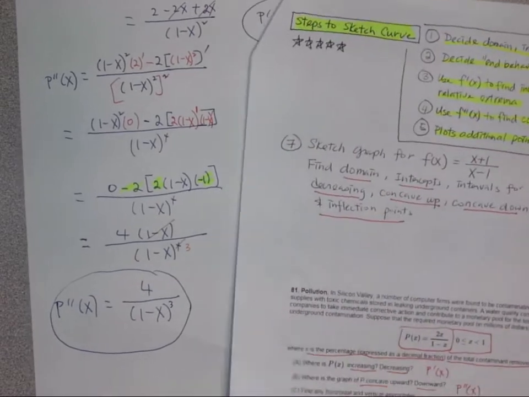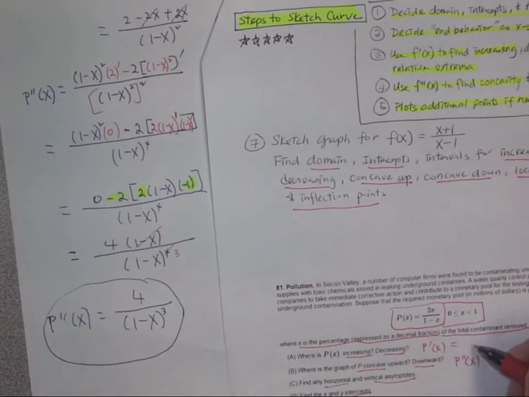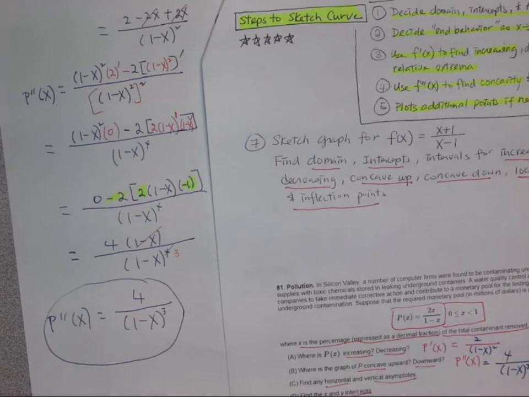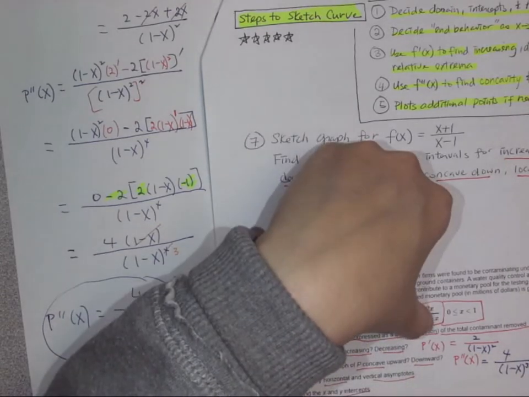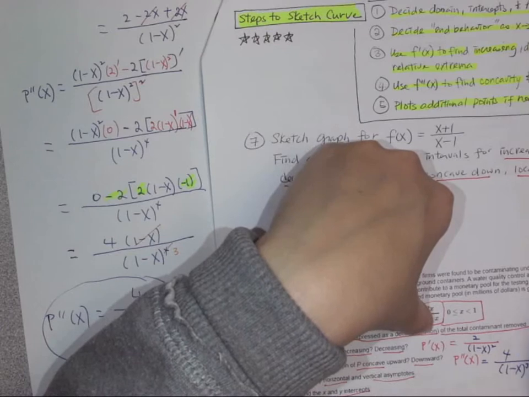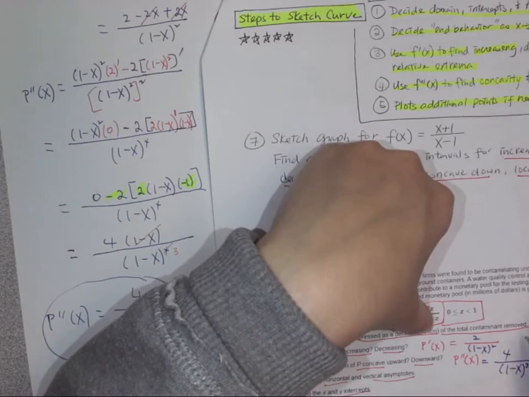So p prime of x was 2 on top, 1 minus x, perfect square. Second derivative, 4 on top, 1 minus x to the 3rd power at the bottom. So the top one, we can test the point. If we set top and bottom equal to 0, the only point we will get is 1 minus x equal to 0, and then 1 equal to x.